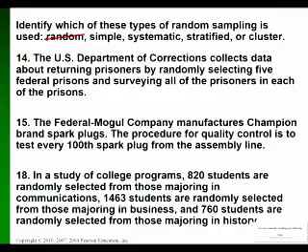That's stratified. Divide it into 3 groups and then get some of every group. That's stratified.